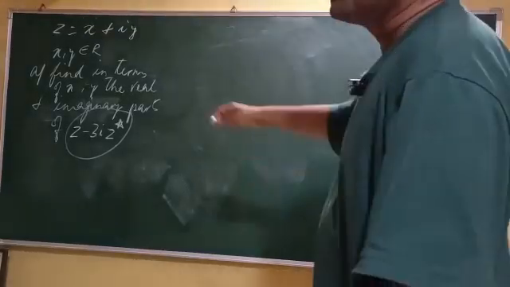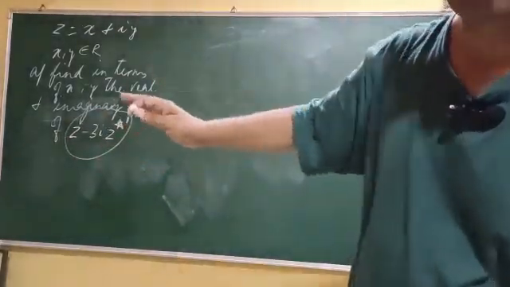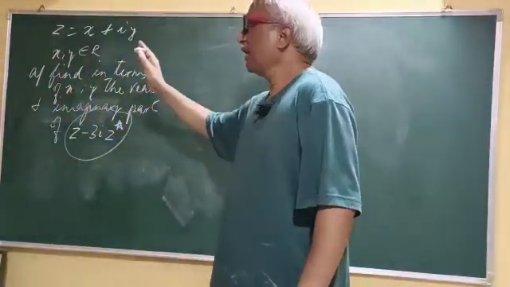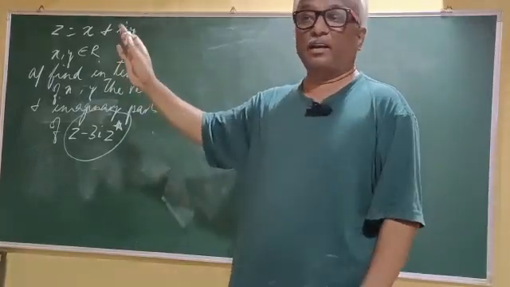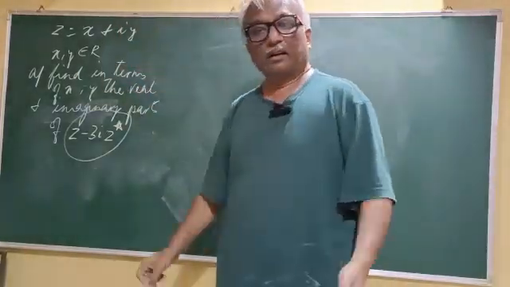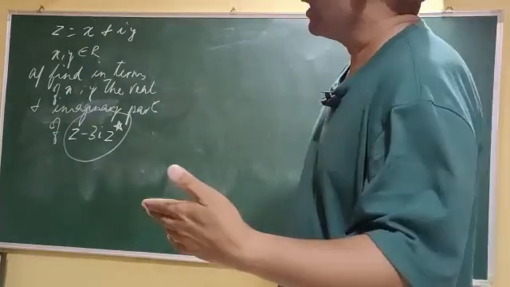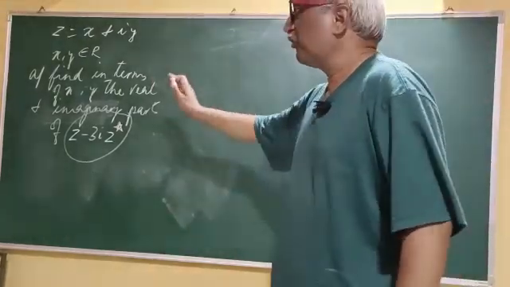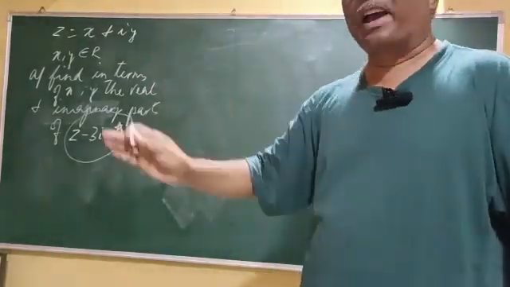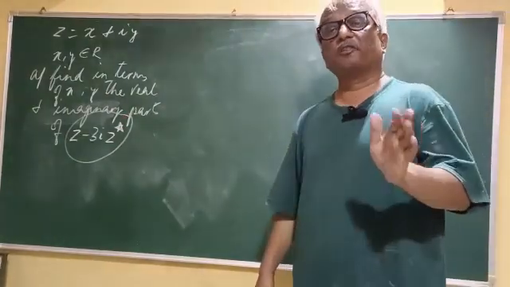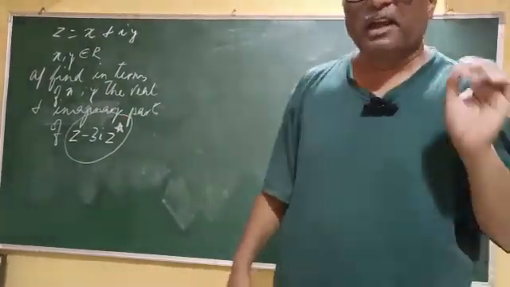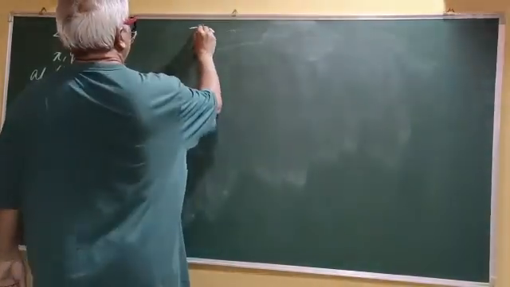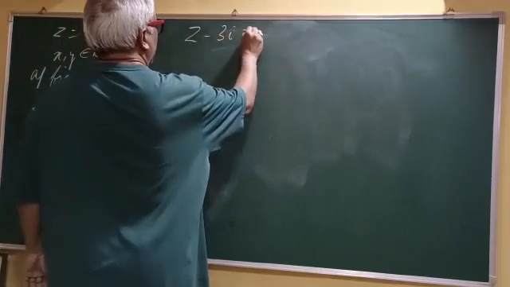Yeah, so we have one more question from the topic complex numbers. We are given the complex number z equal to x plus iy, where x and y, as we always say, belong to the set of real numbers. X is real, y is real. Now we are asked to find, in terms of x and y, the real and imaginary parts of z minus 3i z star.